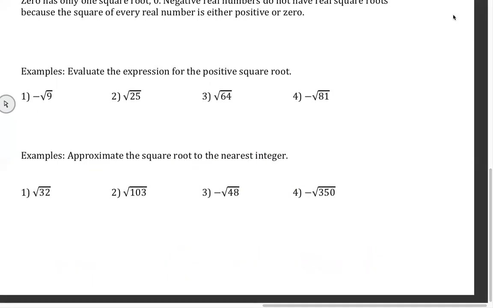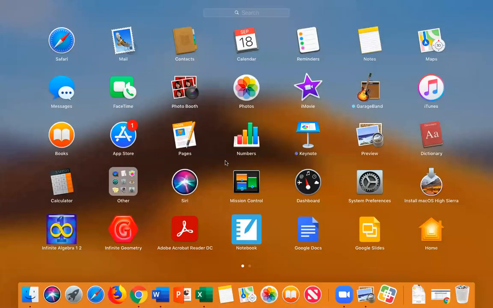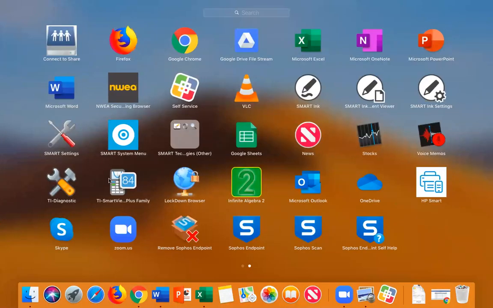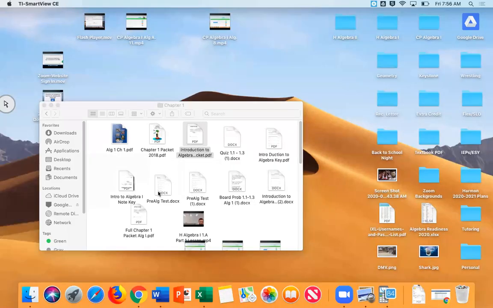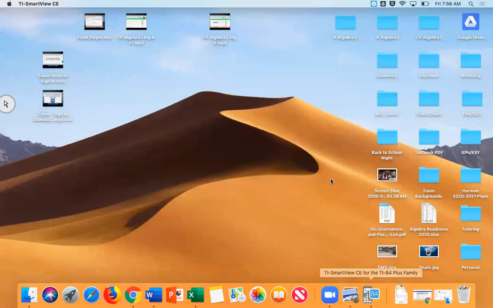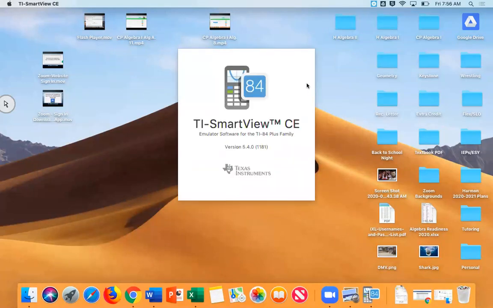Now for these, I do need my graphing calculator. So I'm going to go ahead and load that up. And now I'll show you where that square root symbol is. So the problems they want me to do are the square root of 32.